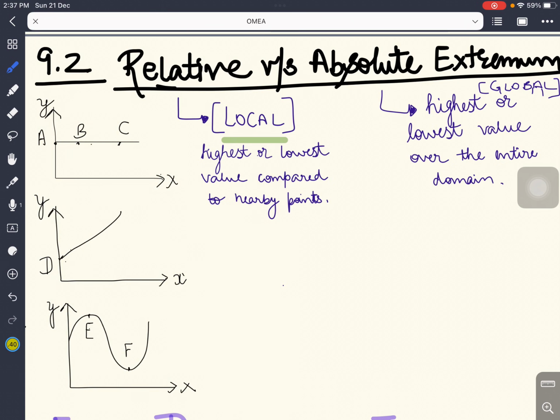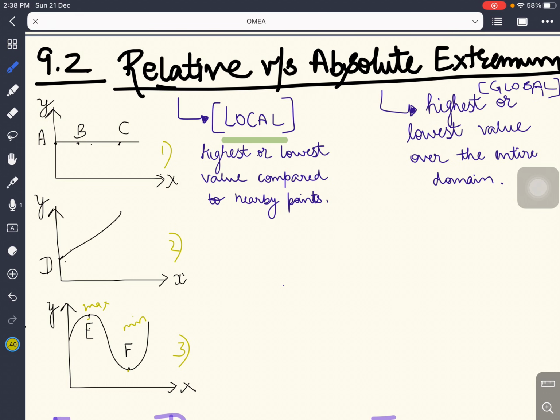In this example, there are three figures. Let's label them figure 1, figure 2 and figure 3. If you look at figure 3, points E and F represent our relative extremum points, because the maximum and minimum values lie in the immediate neighborhood of the points only. So these are known as the relative extremum points or the local extremum points.